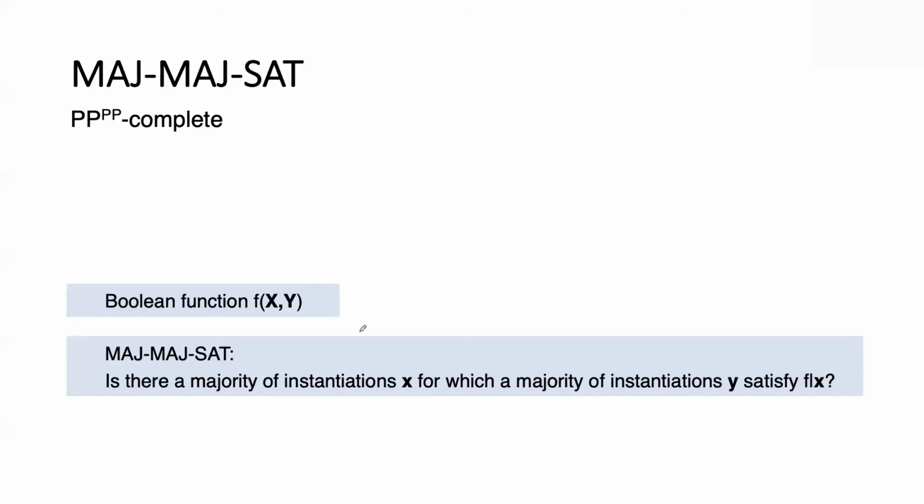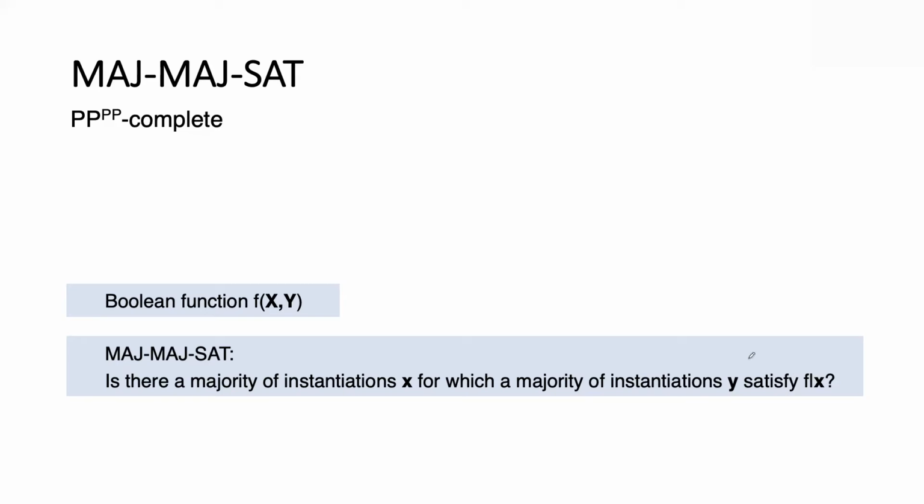Now, as you know, we talked about these four major complexity classes: NP, PP, NP to the PP, and PP to the PP. This was basically the hardest of these four. And if you remember what that problem was, it was simply that if you have a knowledge base or a Boolean function over two sets of variables, we partition the variables into X and Y. Then MAJ-MAJ-SAT is asking, is there a majority of instantiations of X under which the majority of instantiations of Y satisfy this?